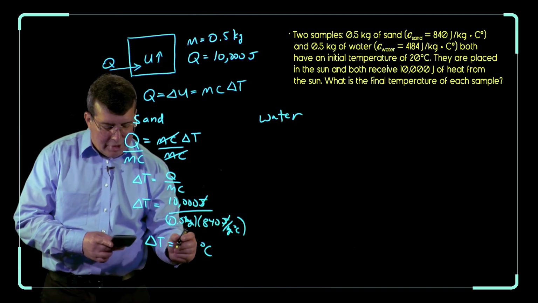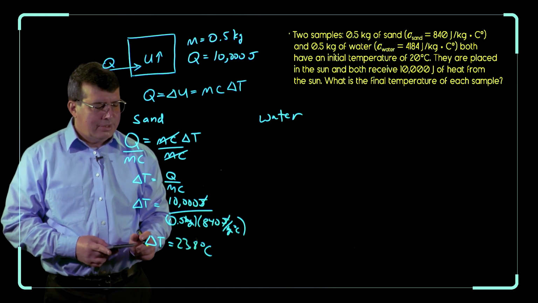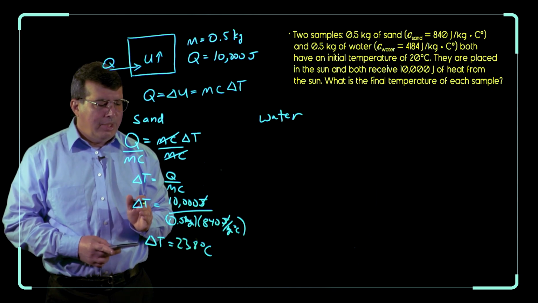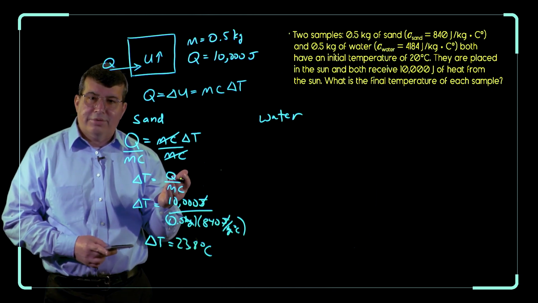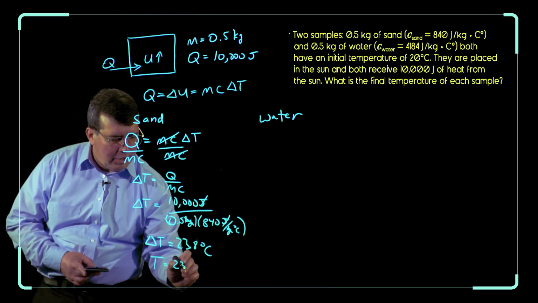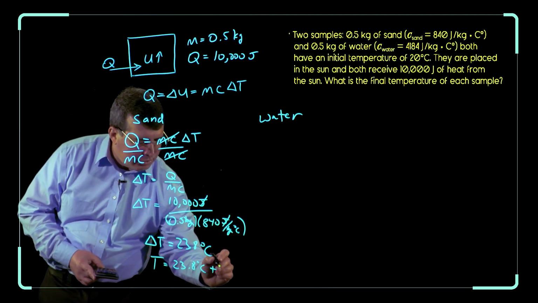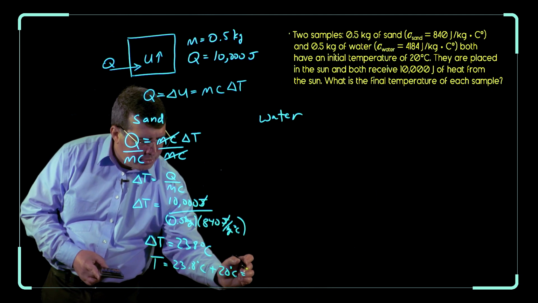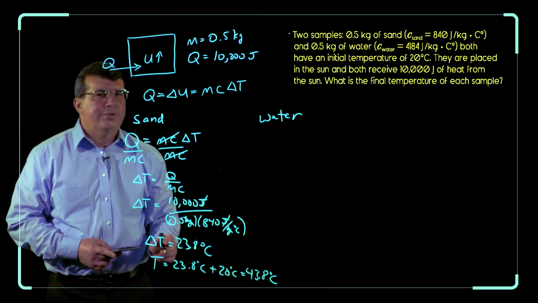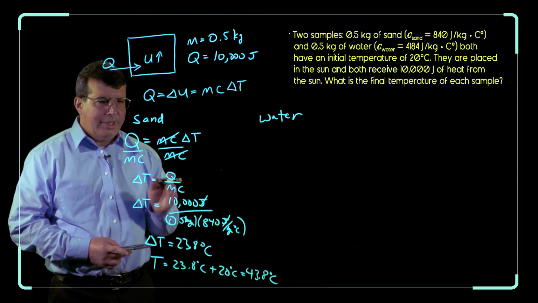And if you do that, you should come out with 23.8 degrees Celsius. So the sand changes by 23.8 degrees Celsius. So the final temperature, which is what we're actually asked for, is 23.8 degrees Celsius plus the 20 degrees Celsius we started with, which would be 43.8 degrees Celsius. That is for the sand.